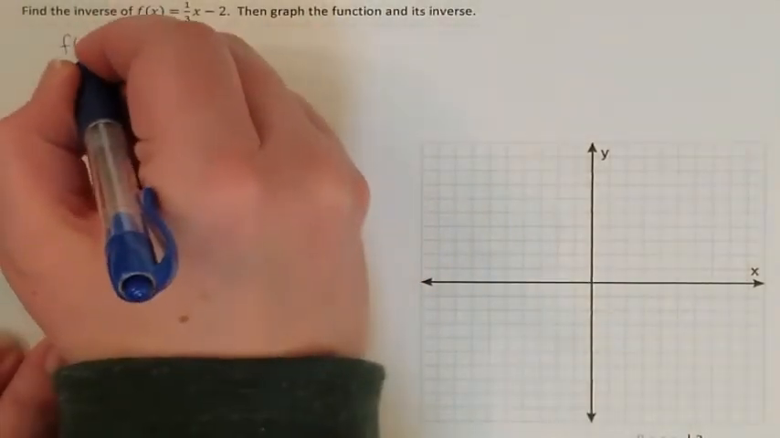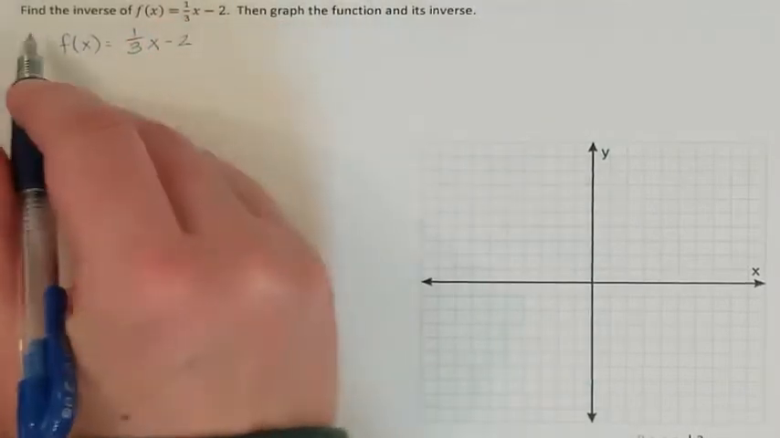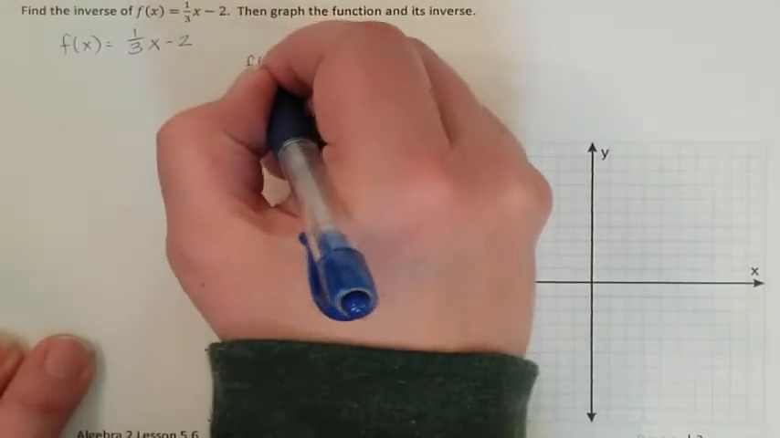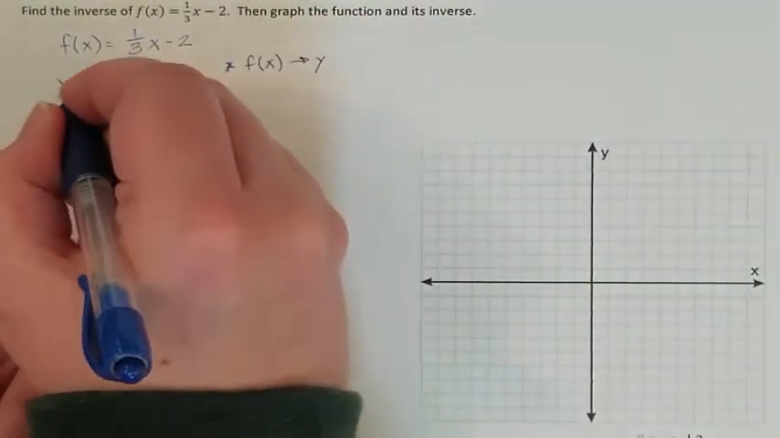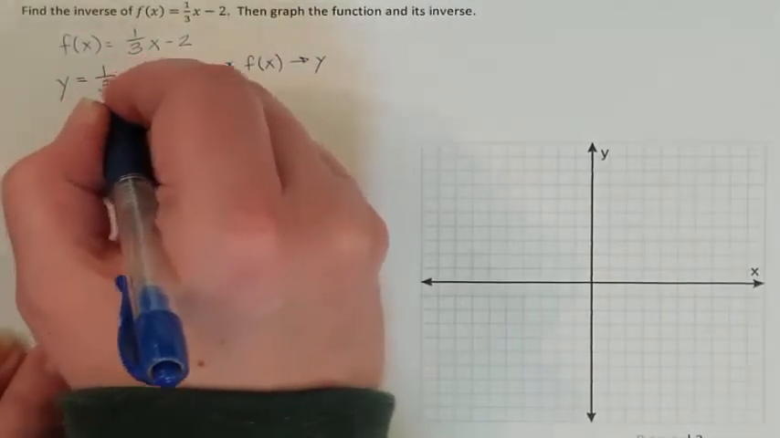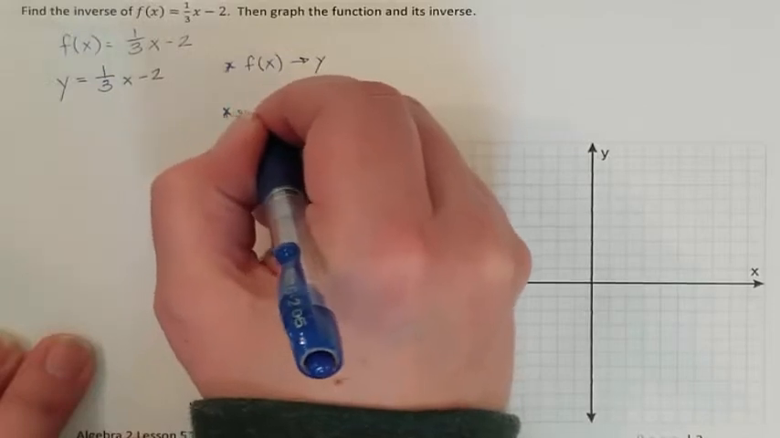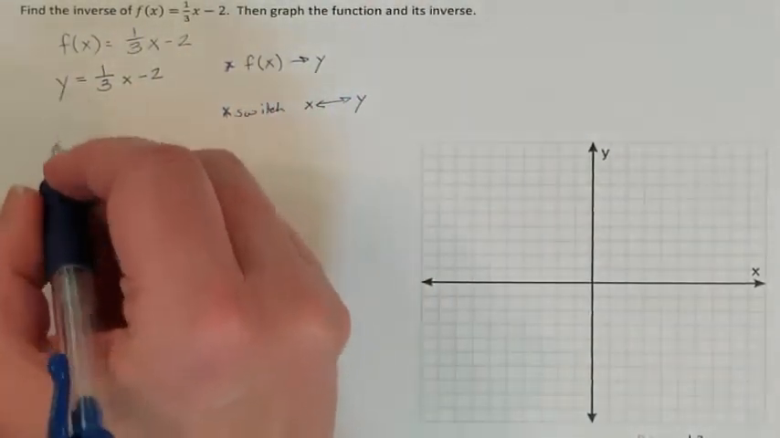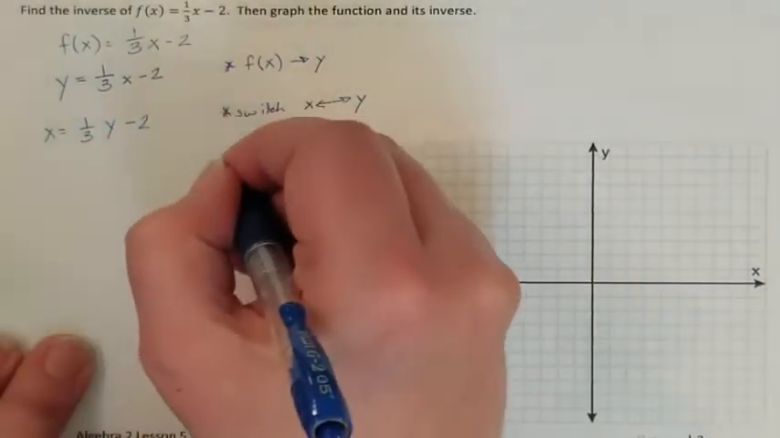I have my f of x rule. I'm supposed to find the inverse of it. I currently can't because it needs to be written as a y equals problem first. So instead of f of x, I'm going to write y. So it's now a y equals problem. But to find the inverse, I am supposed to switch my x's with my y's. So instead of a y, I'm going to write an x. Instead of the x, I'm going to write the y.